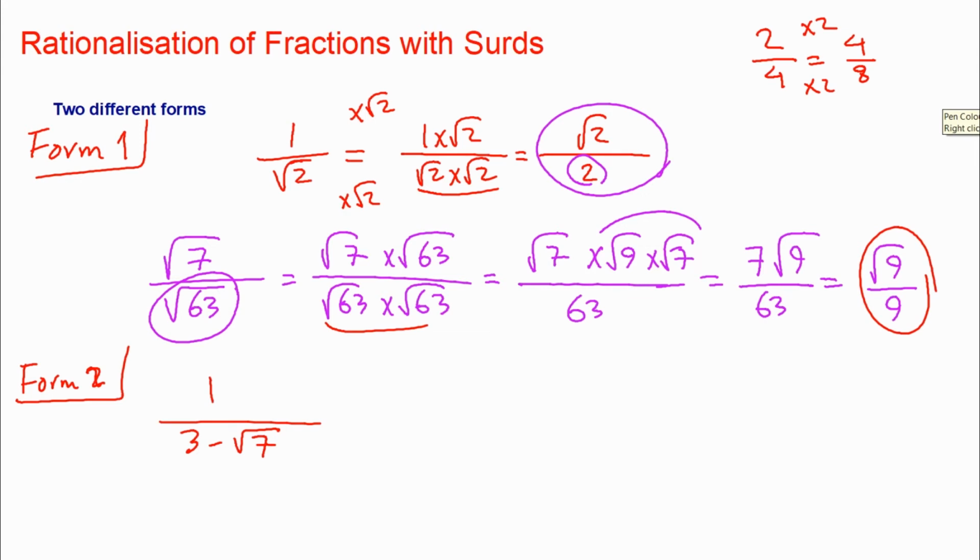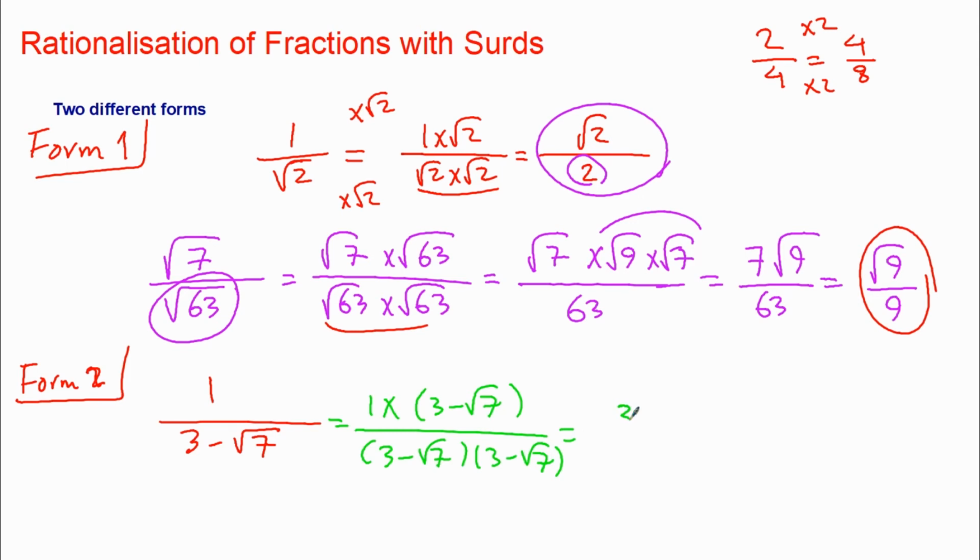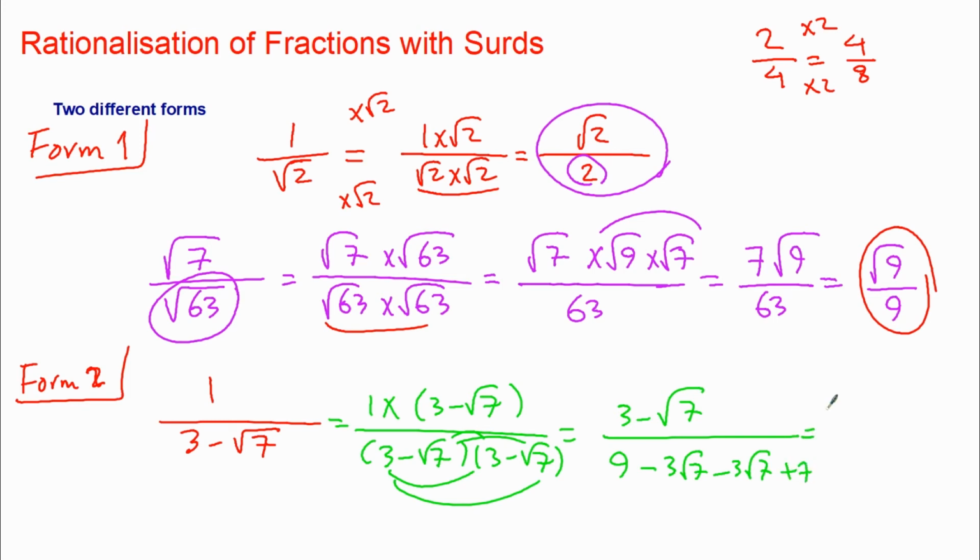This time, if we times the numerator and denominator by the denominator itself again, it would not work. Just to show that it would not work, I'm going to do it. So 1 times, I'm going to times again 3 minus the square root of 7. This would be 3 minus the square root of 7 times 3 minus the square root of 7. So the numerator would be just 3 minus the square root of 7. The denominator, I need to expand all of these. So 3 times 3 is 9. 3 times minus square root of 7 is minus 3 square root of 7. Again, minus the square root of 7 times 3 is minus 3 square root of 7. And minus square root of 7 times minus the square root of 7 is plus 7. So the answer would be 3 minus the square root of 7 divided by 16 minus 6 square root of 7.